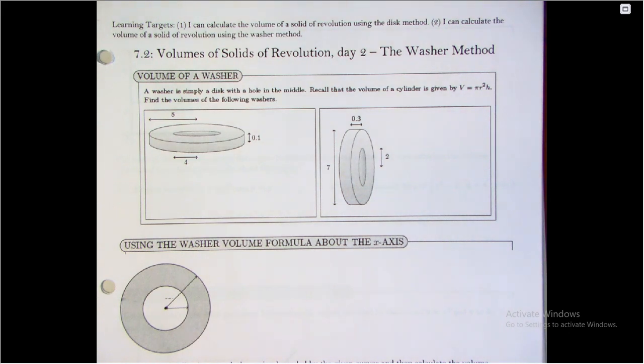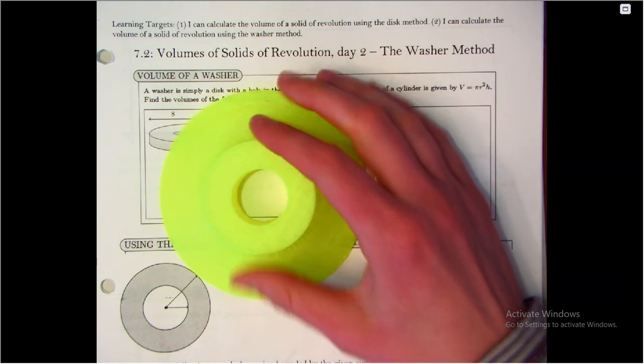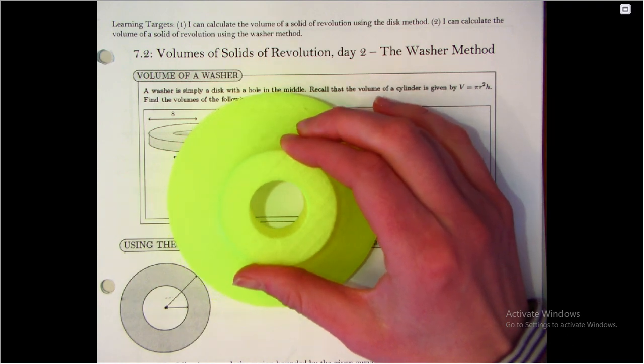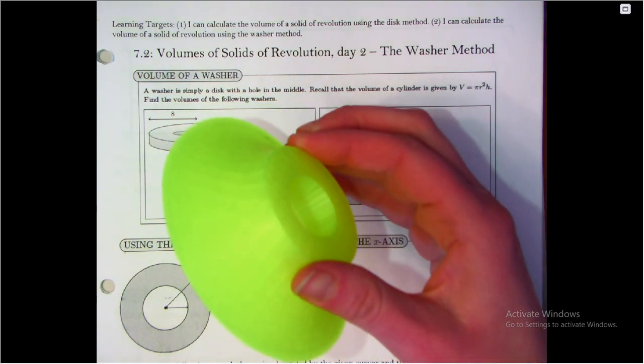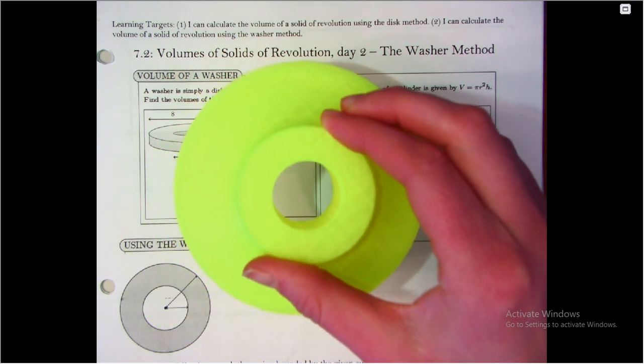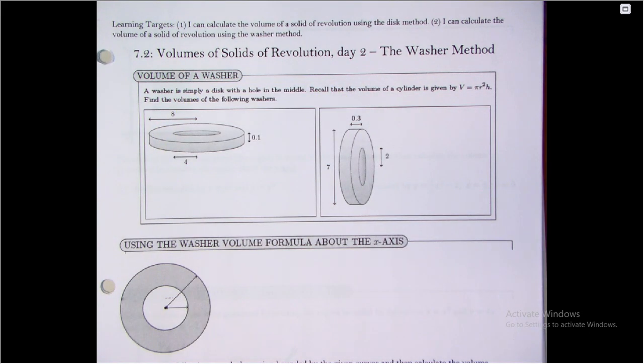You may have looked at the volume of a washer back in your geometry class. It is essentially a cylinder with a hole drilled into it. This is not a perfect example, but I do have a model here. We'll get to it in its entirety later, but you can see that we have a 3D object, but right down the center it has a hole inside of it that is itself a cylinder. And so we're going to talk about why this happens.